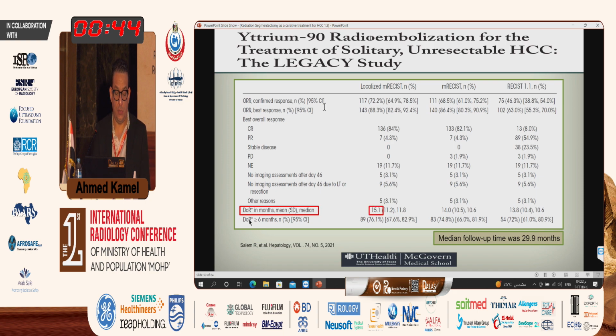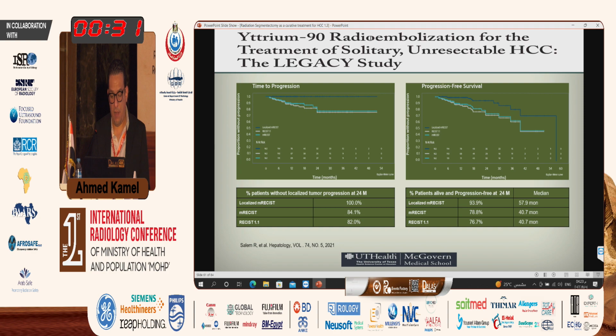And when they looked at the duration of response of more than 6 months, 76% of these patients had that, which is again great results. Now, when you look at the percent of patients without tumor progression at 24 months, after 2 years, it's 100% in the liver. Nobody had recurrence again in that liver after 24 months.